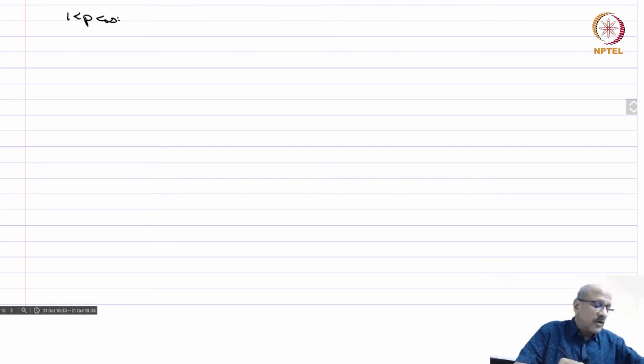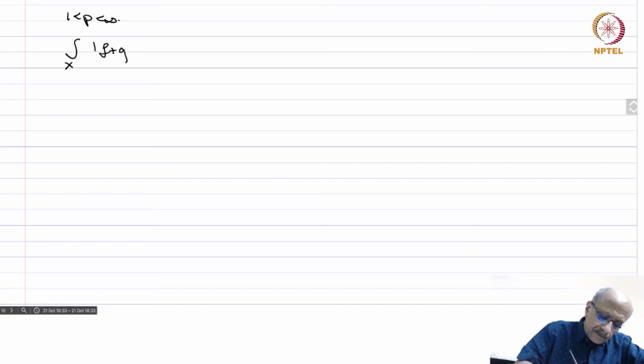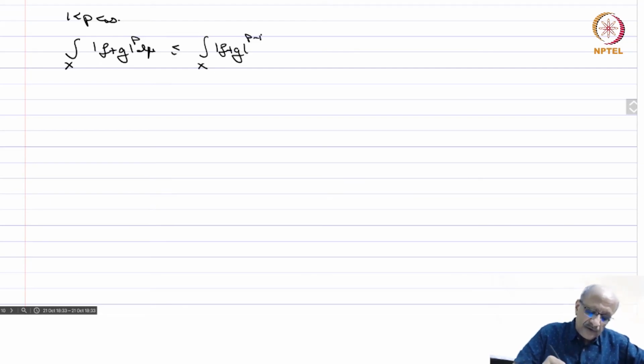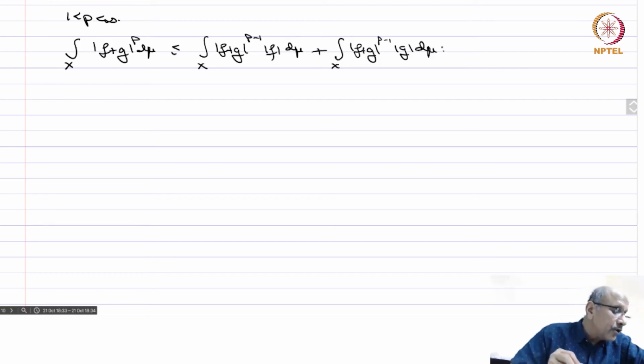So we are now going to, just as we did earlier, apply Holder inequality. So you write integral over x of mod f plus g power p d mu is less than or equal to integral over x mod f plus g power p minus 1 into mod f plus g, which is less than mod f plus mod g. So I will write into mod f d mu plus integral over x mod f plus g power p minus 1 mod g d mu. So we are now going to apply Holder's inequality to each one of the terms on the right hand side.